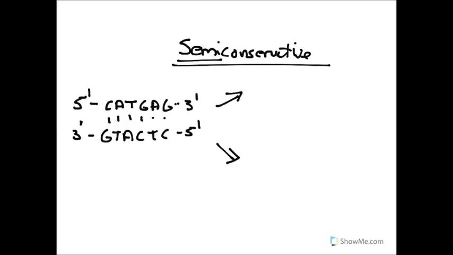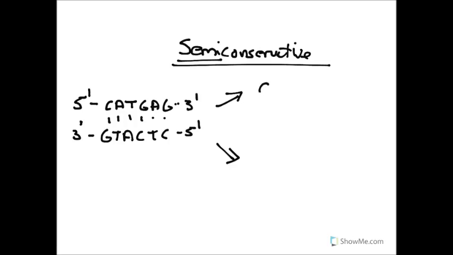Semi-conservative. So what happens is I'm going to take this DNA that I produce, my CAT GAG and my GTA CTC, and I'm going to separate these two, break them in half, and use each of these base sequences here as a template to make some new sequences.